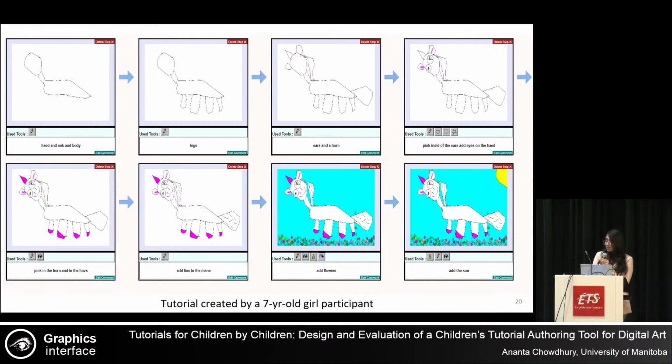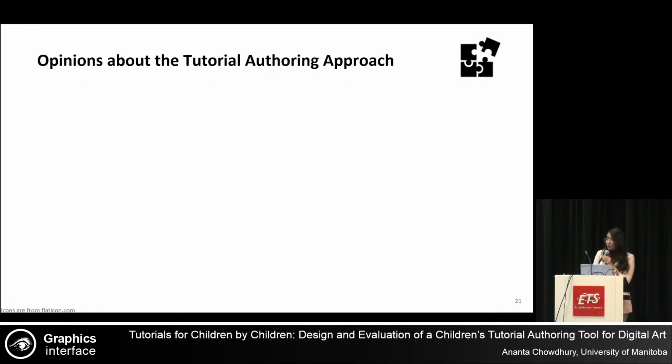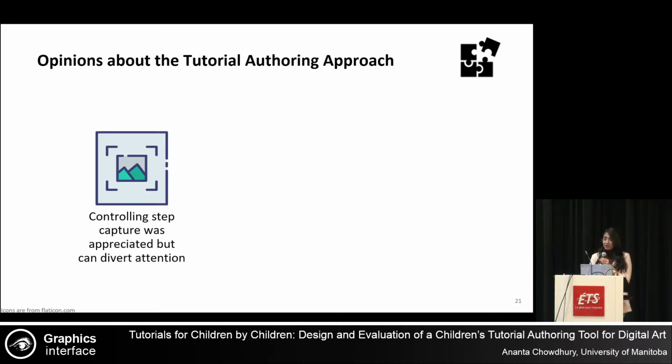Now I will discuss some of the interesting findings from the interviews. We received important feedback from our participants on the features of our prototype. Participants generally liked having the control to save or capture their own steps, but some children actually found it a bit distracting. They didn't like that it diverted their attention from their drawing.